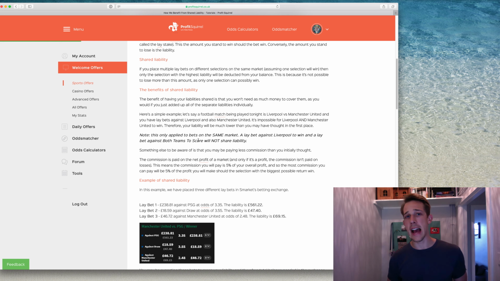And what is basically happening when you're getting shared liability? It means that the amount of liability you need to place those three lay bets is less than it would be otherwise, because it is somewhat shared between the three bets you have put on. Or if you've put on two bets or four bets or whatever, as long as they're within the same market, they're going to be sharing some liability. And that means you need to have less in your betting exchange in order to place those lay bets than you might otherwise think. And funnily enough, that is the first advantage of sharing liability at a betting exchange, and that's one of the reasons why you might want to do it.